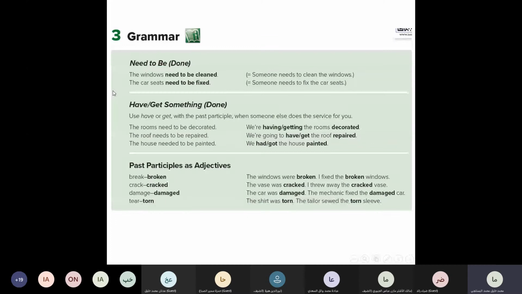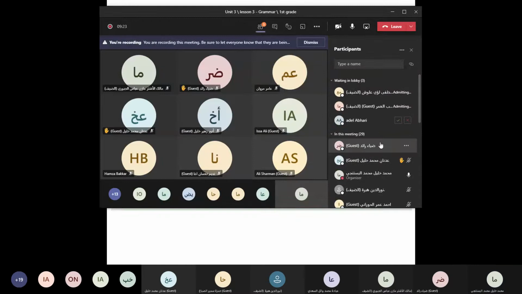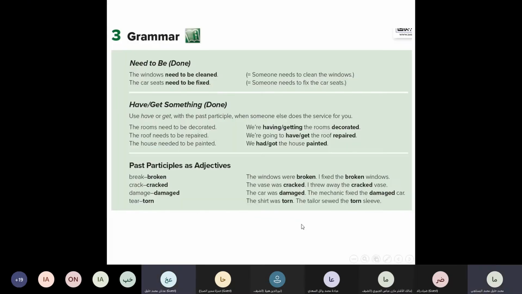You realize here also we focus on the object more than the subject. The car seats need to be fixed. In other words, it needs what? It needs to be fixed. Someone needs to, has to fix it, but we focus on the object here. Someone needs to fix the car seats or has to fix it or must fix it. So this is about the first rule. Here, need to be must be followed by past participle.